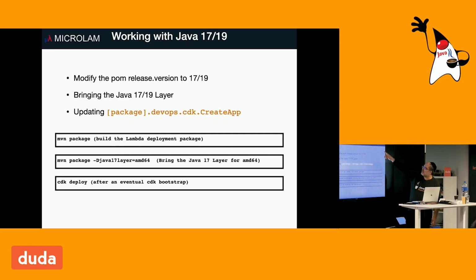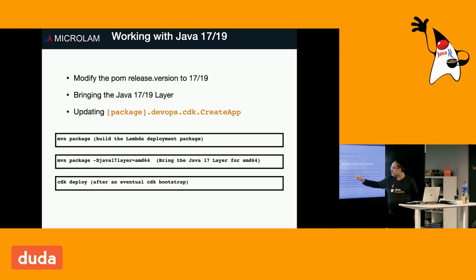For Java 17 and 19, by default it is using Java 11 because there is a standard environment and it's the easiest way. But if you want to use Java 17 or 19, you have to do several things. The first thing is to modify in the POM the release version to the version you want to use. You need to bring the Java layer. This is a zip with the Java runtime, everything you need for running your Java 17 and 19 code, without compilation. And update your infrastructure to specify that it's now using this version of Java. You use a Java layer.